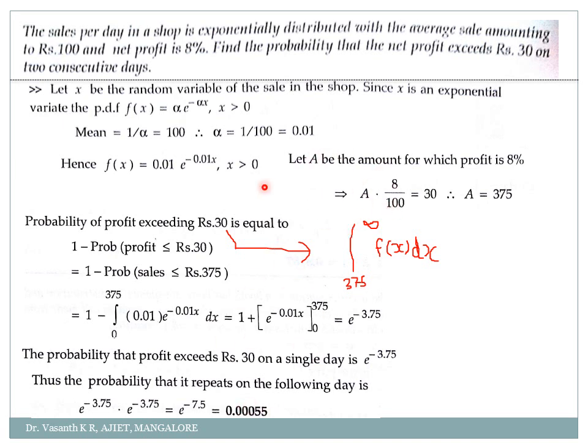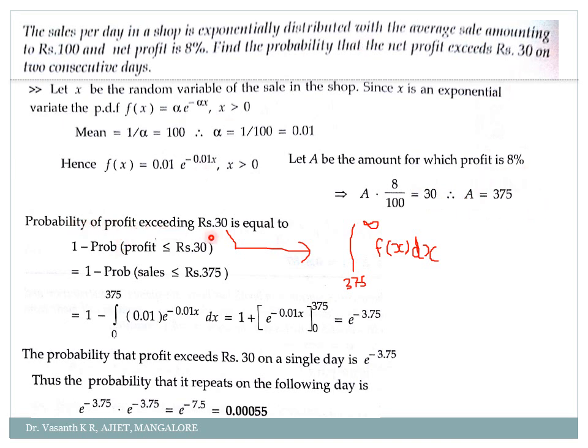This is very important if they ask you. Okay, so just remember one thing, read the question carefully. They are telling you to find the probability that the net profit exceeds 30. Since they have asked you to find the net profit exceeding 30, we have to do this a. So let a be the amount for which the profit is 8%. So a be the net amount that we are taking as a. So a into 8 by 100 is equal to how much it cannot exceed? 30. So take it as 30. So a is equal to 375. Now I'll answer that question.